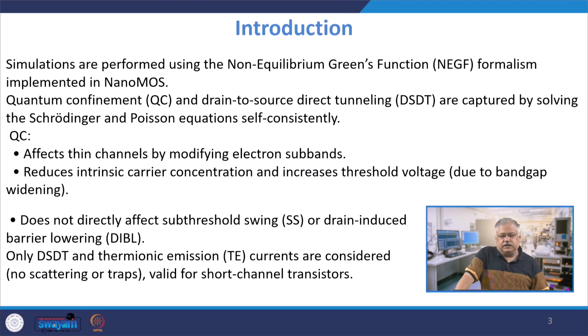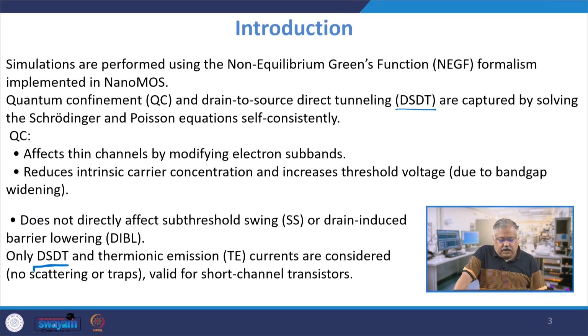So, two things we are considering here: we are assuming that we have a short channel, and the short channel is basically assuming that there are no scattering or traps available to us, and therefore there is no thermionic emission. Whatever is there is because of the basic nature of the device itself. We are also not considering too much change in the SS or DIBL, and we are looking into direct drain to source tunneling. That is referred to as DSDT, right? That is DSDT here, right? And then you have thermionic emissions which are considered here.